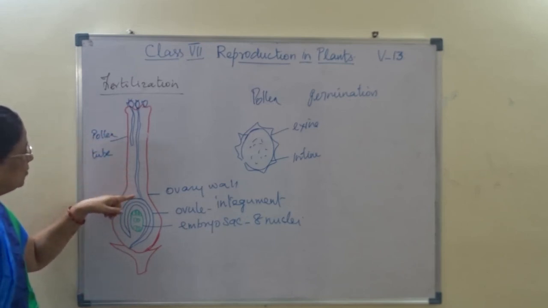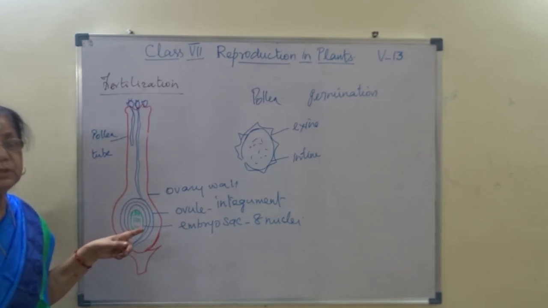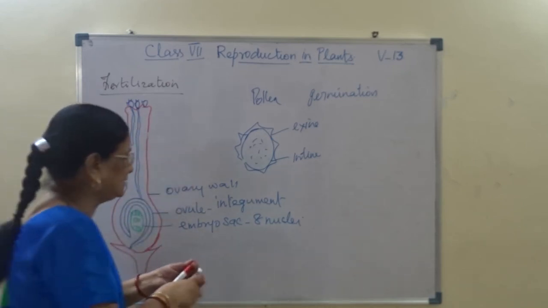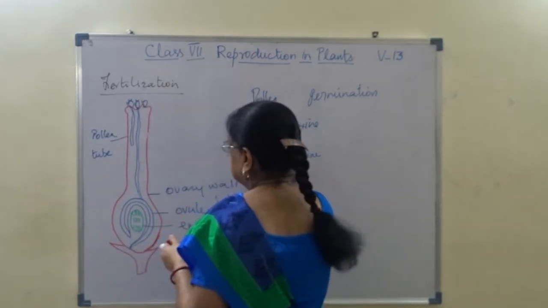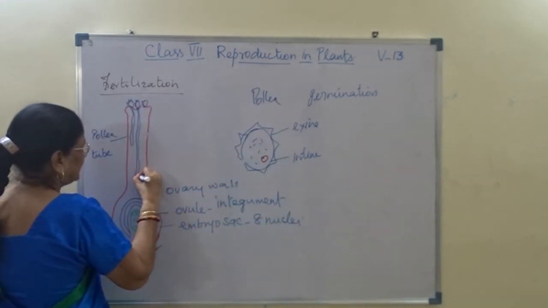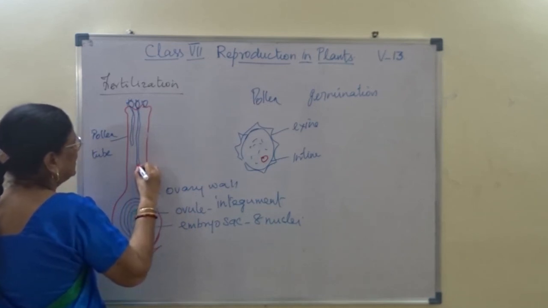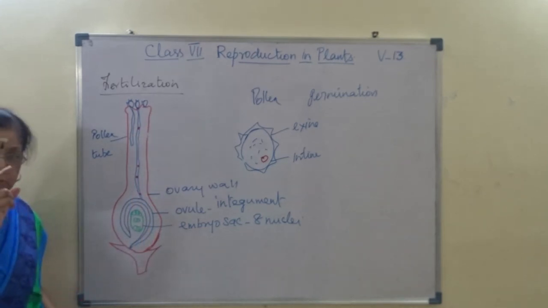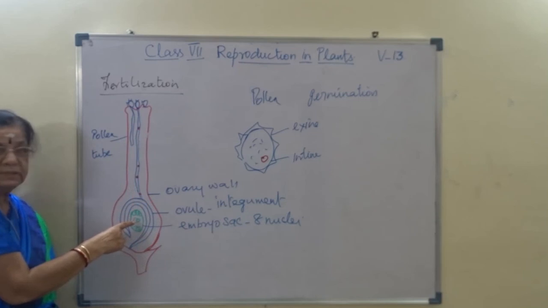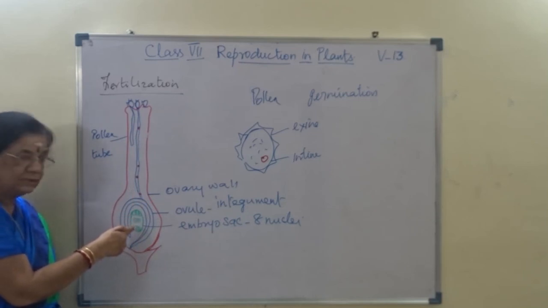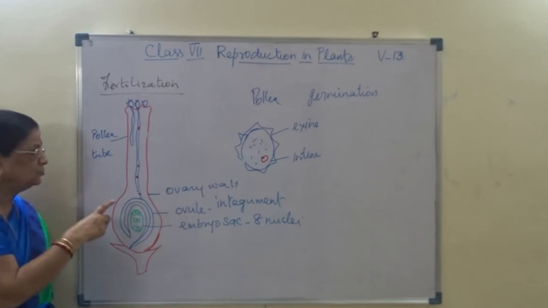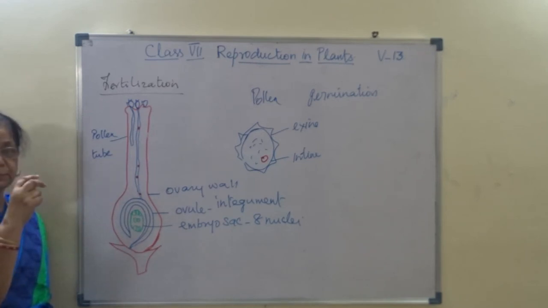So by the time the pollen reaches the ovule, the pollen will take the nucleus of the pollen along with it. When the nucleus reaches the ovule, it divides into two, one fusing with the egg nucleus, another one with the another nuclei. So two male gametes from the pollen grain fuse with two nuclei in the embryo sac.